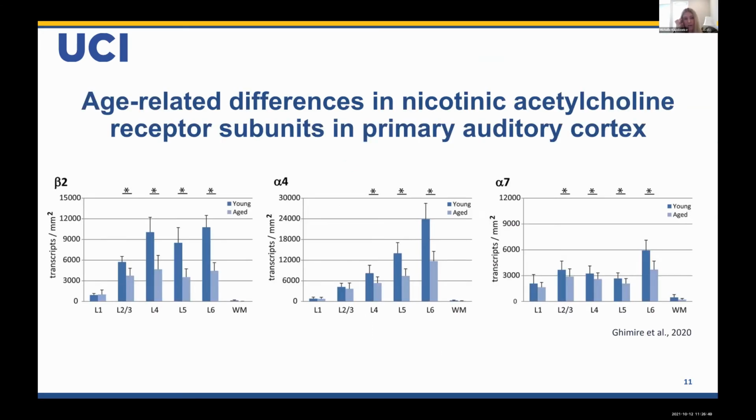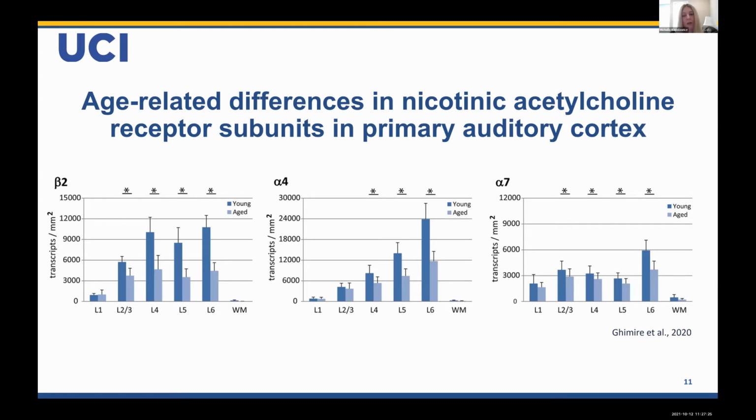And I had mentioned a little bit about how we lose these receptors with age. So this is showing you an example of that happening in primary auditory cortex. The nicotinic acetylcholine receptors are made of different subunits, and this is looking at some of those subunits across the different layers of the brain, as we see on the x-axis for each of these. We have these receptors across all the layers. WM is just white matter.